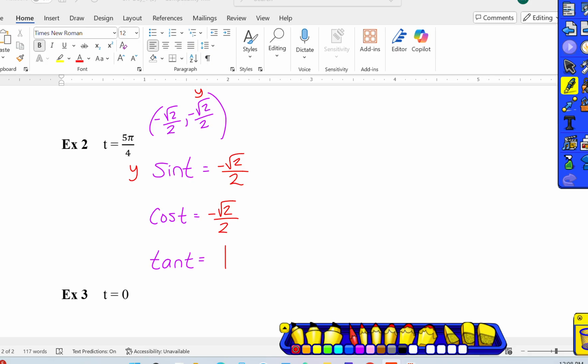Now I'm going to do the reciprocals. I just have to remember which one goes together. So sine and cosecant go together. Cosine and secant. And then cotangent.